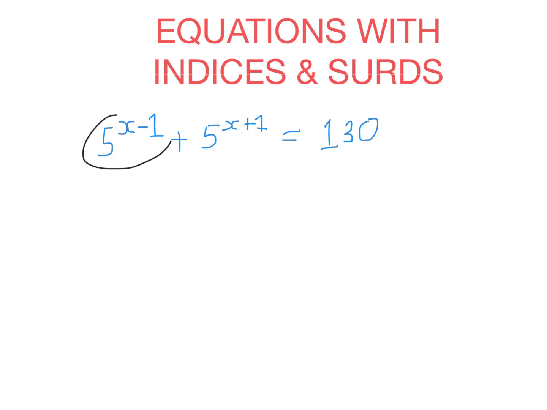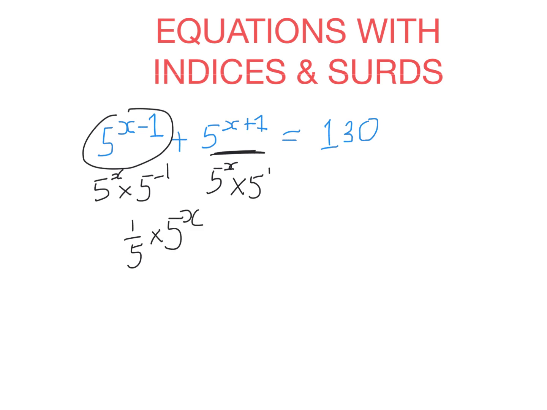Note that this first term here is the same as 5 to the power of x times 5 to the minus 1, because when we multiply bases, we add their indices. Similarly, this second term is 5 to the power of x times 5 to the power of 1. So I can rewrite this equation. 5 to the minus 1 is a fifth. So it's 1/5 times 5 to the x plus 5 times 5 to the x equals 130.